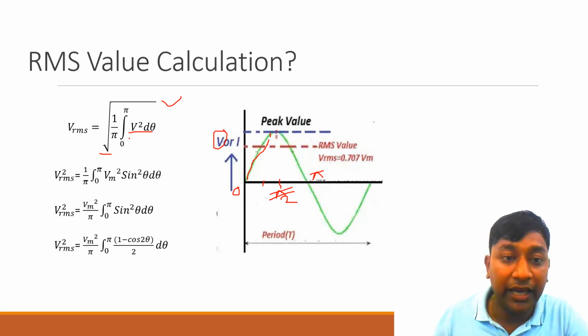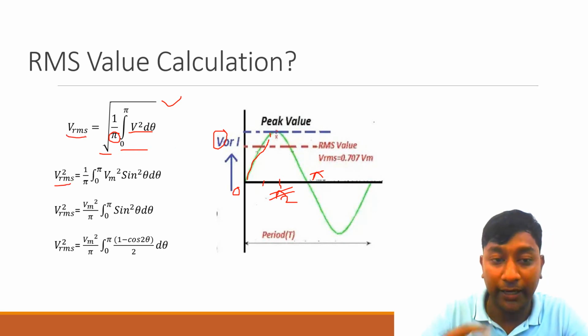So here we integrate from 0 to pi b squared d theta, meaning all the instantaneous values squared are added, and then divided by pi, which is taking the average. Now if you take the square on both sides, we get b squared RMS.